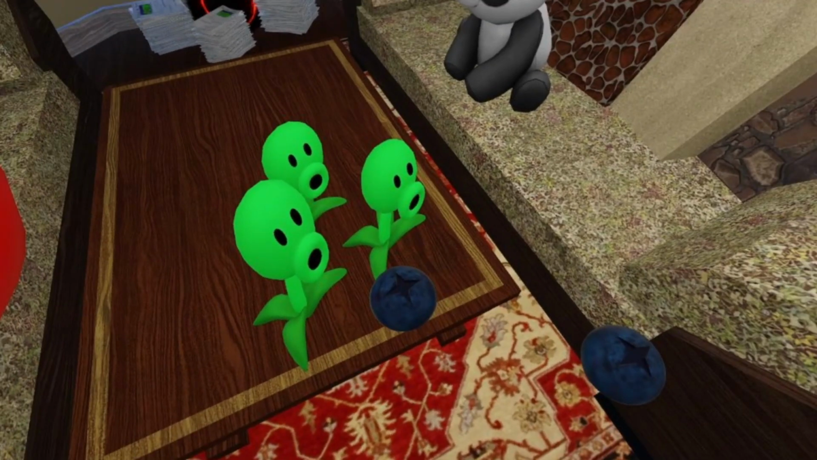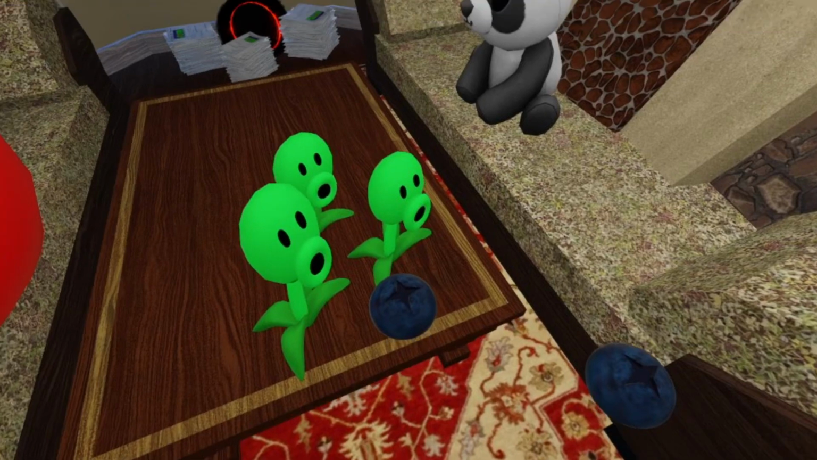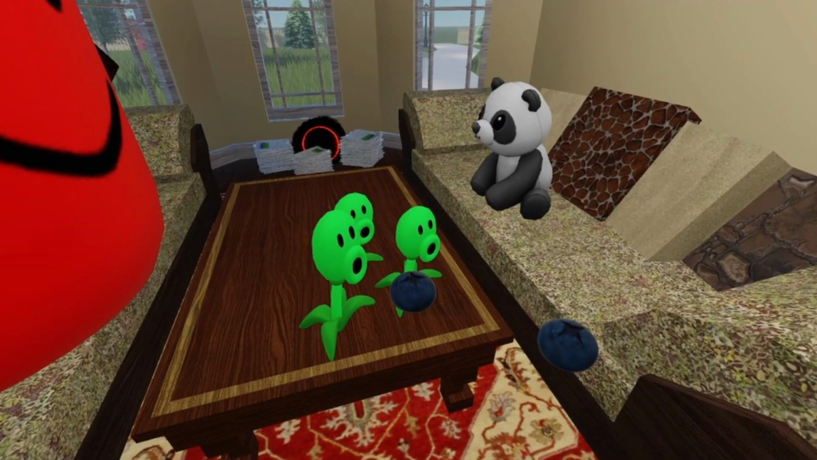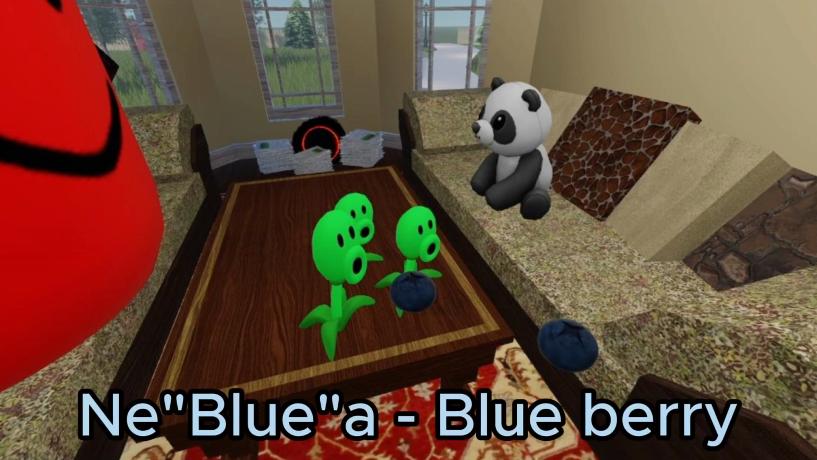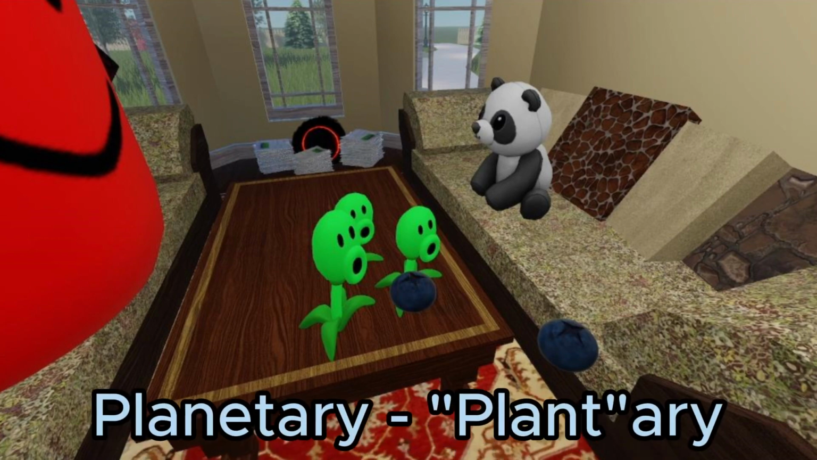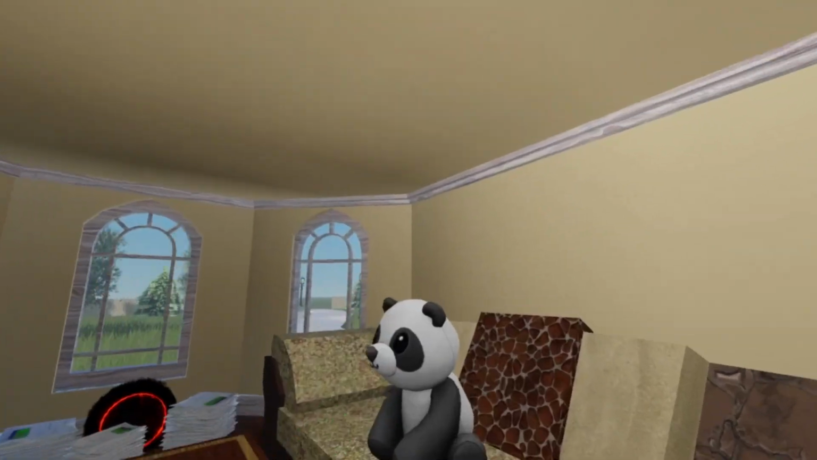On the table, we have some plants shooting blueberries at the statue we saw on our way in. This tells us there's a link between these two images. Both of them represent different types of nebulas. This one represents planetary nebula, which are represented by the plants.